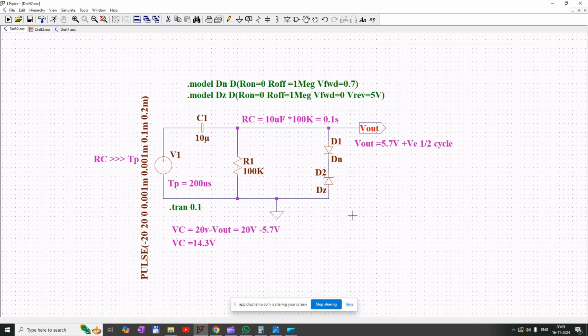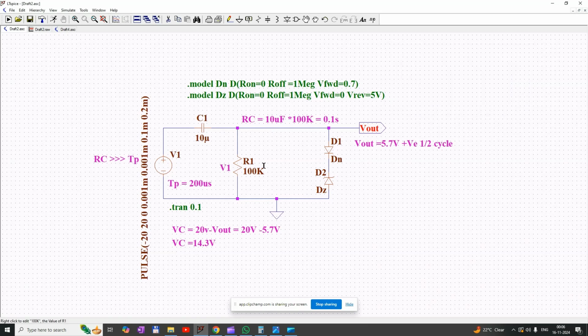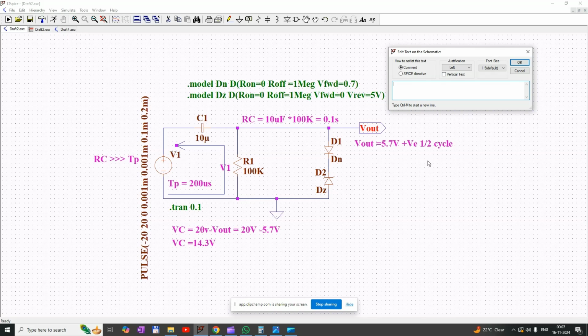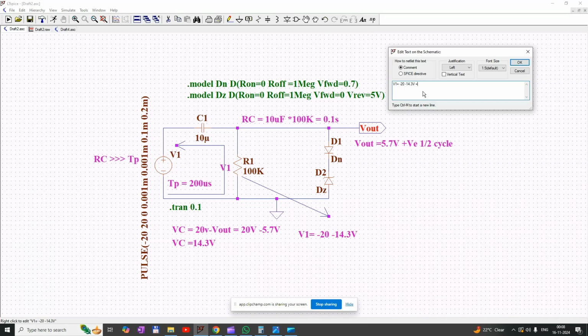Let us verify what will happen in the negative half cycle. During the negative half cycle, the voltage across the capacitor will be 14.3 volt. So we will consider the voltage across R1 to be V1. If you apply the KVL rule across this loop, voltage V1 equals minus 20 volt minus 14.3 volt, which is equal to minus 34.3 volt.